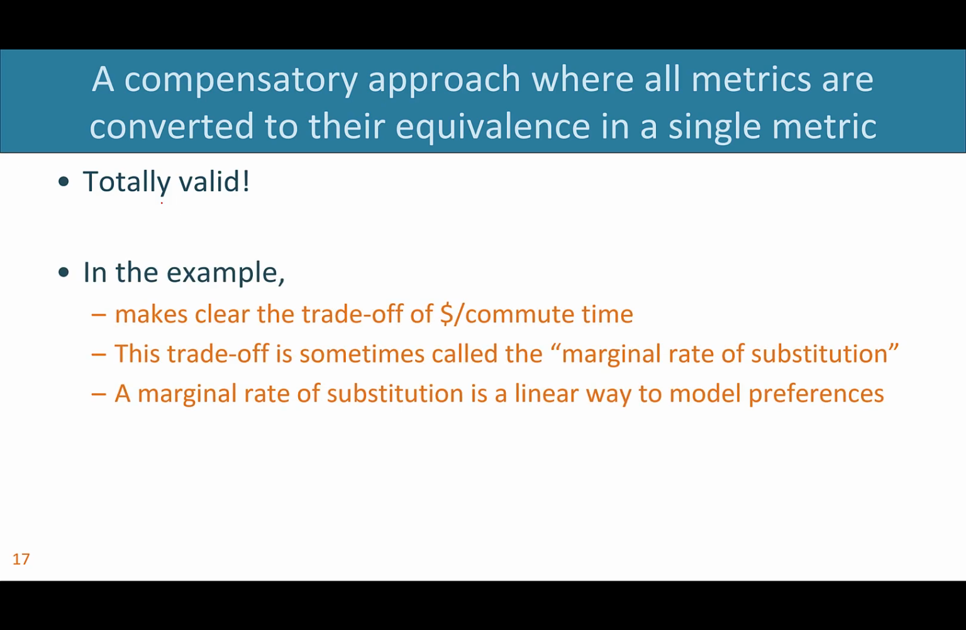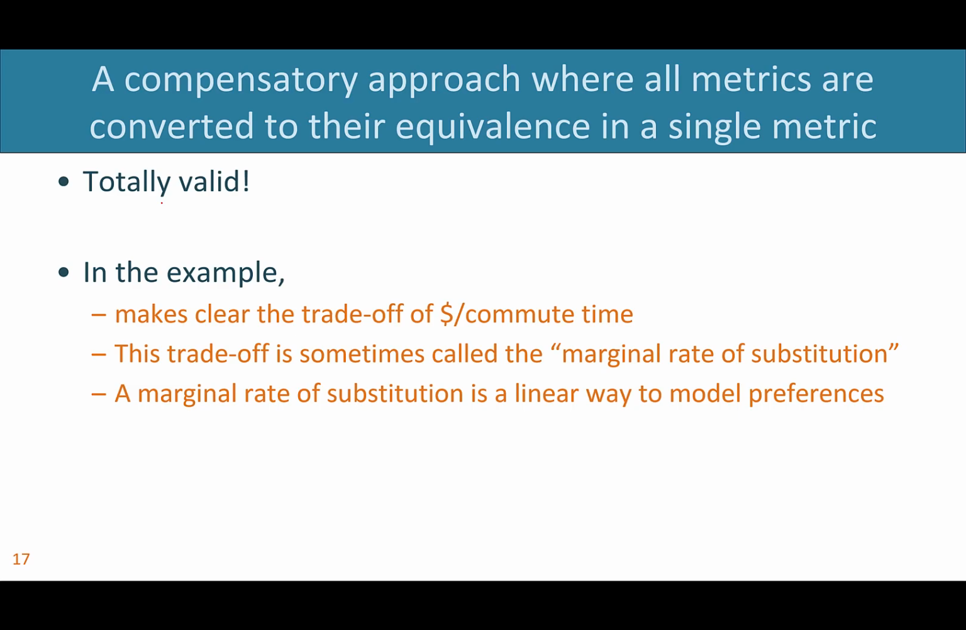So in summary, this is a compensatory approach because you're trading off one amount of a variable metric for another. And this is one where we convert all the metrics into one of the metrics to start, which we had rent was a cost. So we just converted time into cost. This is totally valid. It's a great way to work certain decisions, particularly when that conversion makes sense to the decision makers. In this example, it makes really clear the trade-off of how many dollars you're willing to spend per 1 hour of commute time, the value of your time.